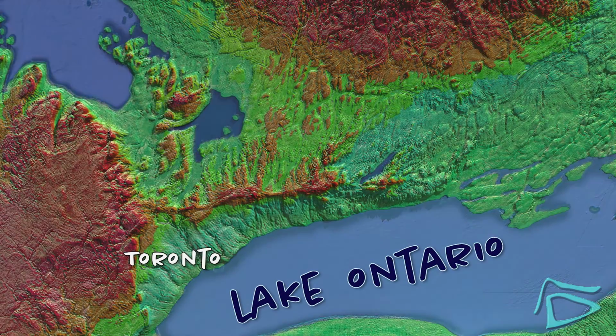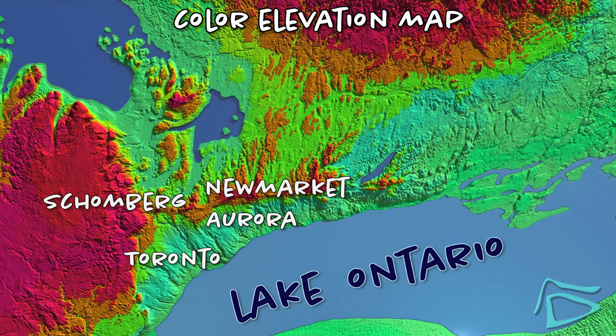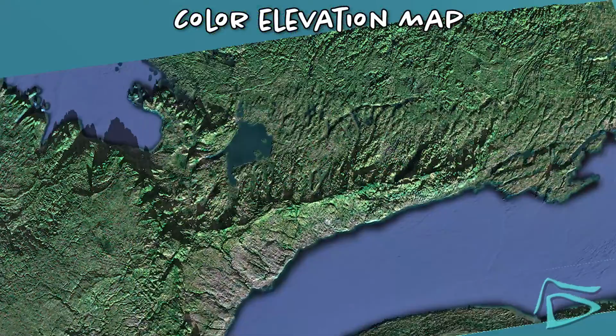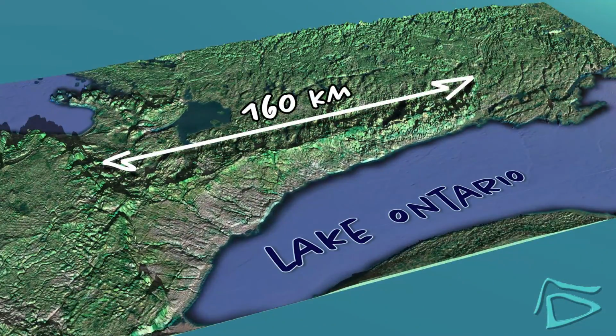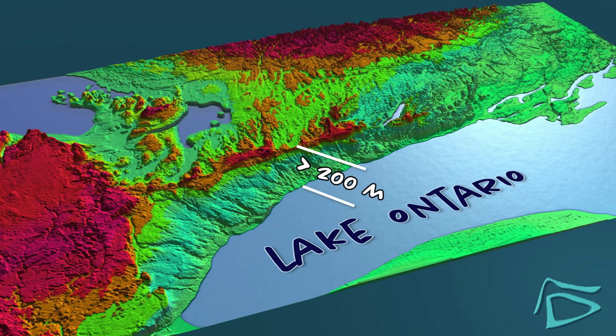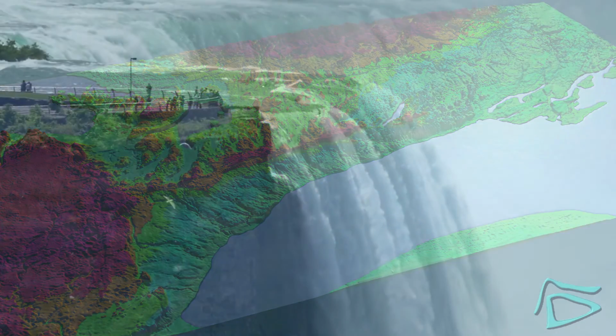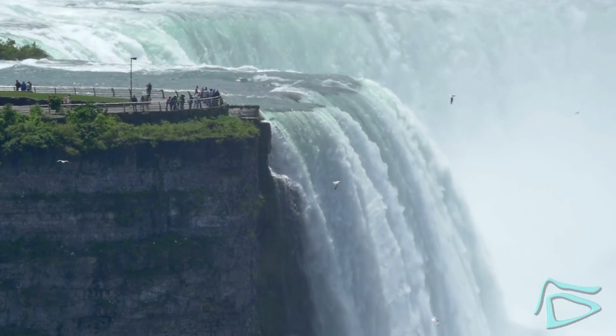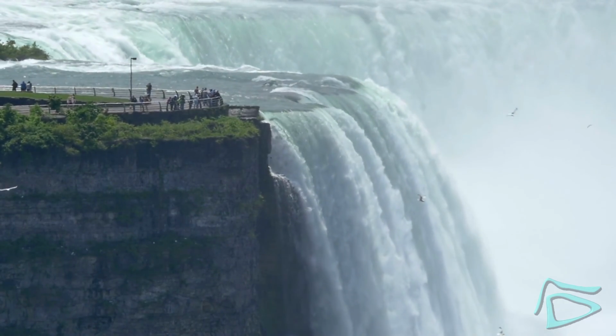Cities north of Lake Ontario draw their water from reservoirs linked to Oak Ridges Moraine. This 160-kilometer-long glacial ridge is more than 200 meters high above Lake Ontario. It's surely more subtle than the majestic Niagara Falls, but Oak Ridges tells a story far more incredible.